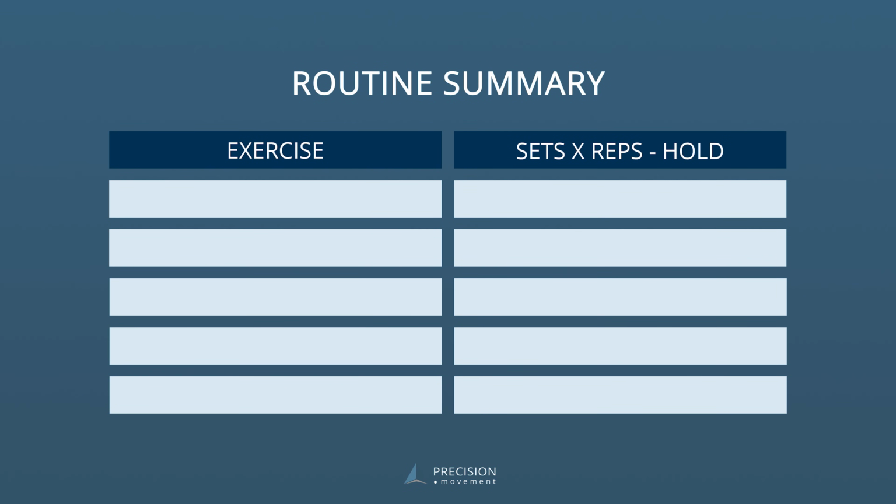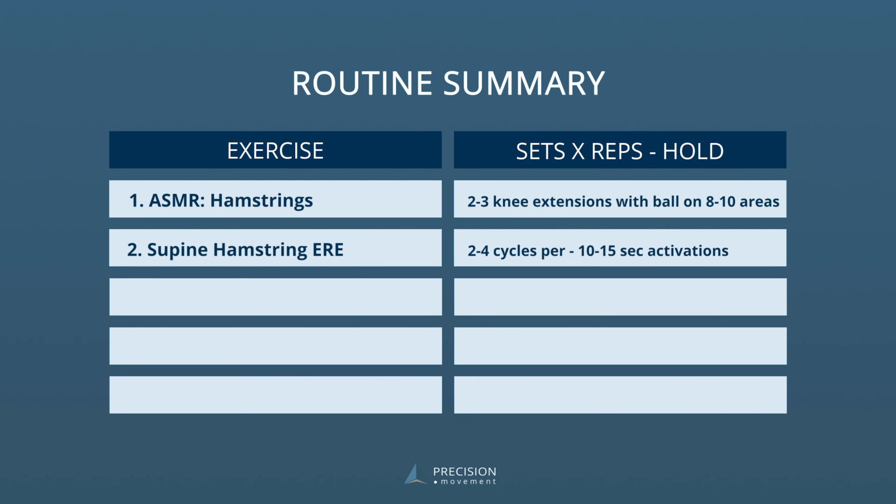So those are the 5 exercises to help you fix weak and tight hamstrings that could be contributing to painful knees. To summarize the exercises and give you reps and sets to do: ASMR hamstrings, do on 8 to 10 different areas, 2 to 3 extensions in each area. The supine hamstring ERE is done for 2 to 4 cycles per side, holding each activation for 10 to 15 seconds. There are 3 activations.